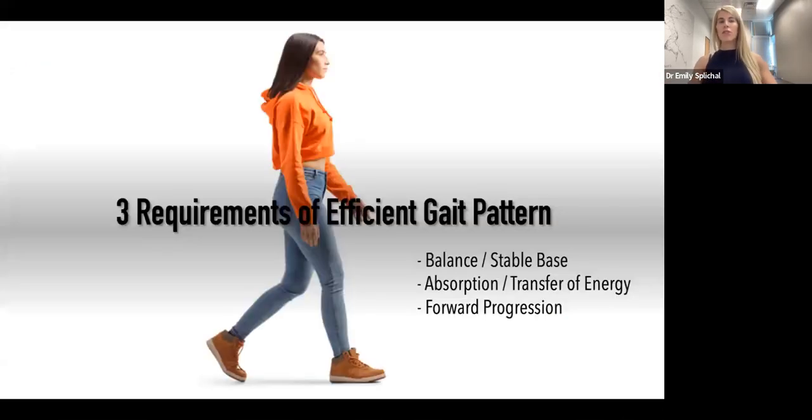Okay, so here we go. These are your three requirements for efficient gait patterns. Three requirements for efficient gait pattern. First, you gotta be able to balance on one leg. That was a key evolutionary advance in the human foot and body to allow us to become bipedal, is that Homo sapiens were able to stand up and balance on one leg. So being able to stand on one leg is a necessary requirement for efficient gait.